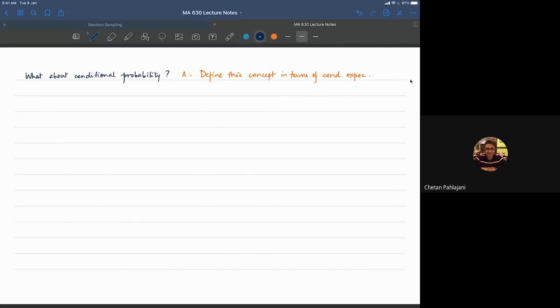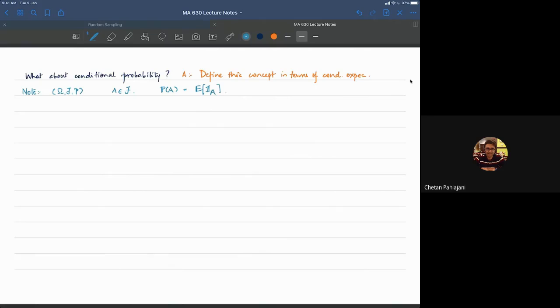Okay, so what about conditional probability? The answer to the question is we're going to define this concept in terms of conditional expectations. So before I do that, let me just make a quick note. Suppose I have a probability space (Omega, F, P), and I take A which is in F. Note that P(A) is just E of indicator A.